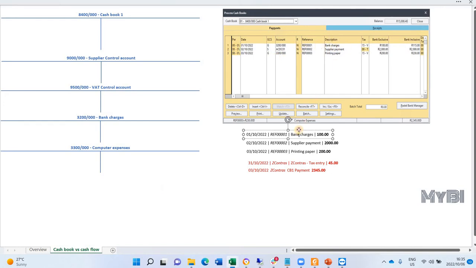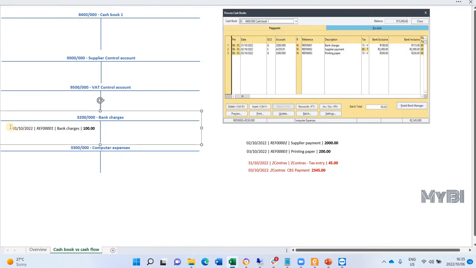What happens is you've got a debit that processes to bank charges, on the debit side of this account, which will read 1st of October. It's got a reference of ref 00001, and it's going to process a description of bank charges, which comes from here, and it's going to process 100 Rand debit, which obviously is the exclusive amount. What happens next?